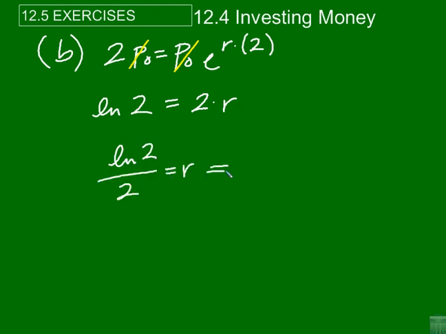and if I compute that, then I end up with just a little over 34%, which is a pretty healthy interest rate there. All right, so if I want to double in 2 years, I need a 34% interest rate.